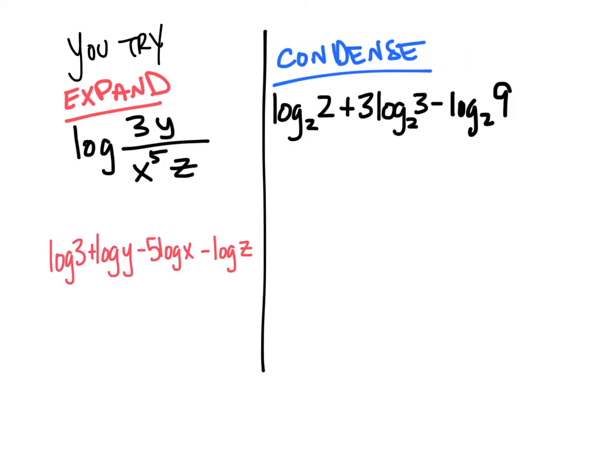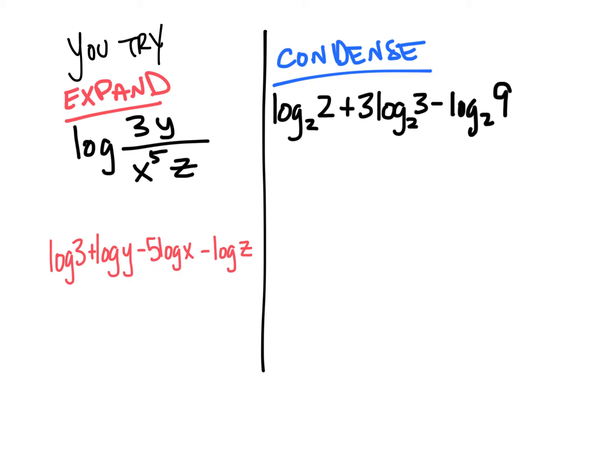Okay, for the first example, you should have the log of 3 plus the log of y, since they're both being multiplied. Now, these are being multiplied, but they're both in the denominator, so they'll both be subtracted. The 5 became the front of this: minus 5 log x minus log z.